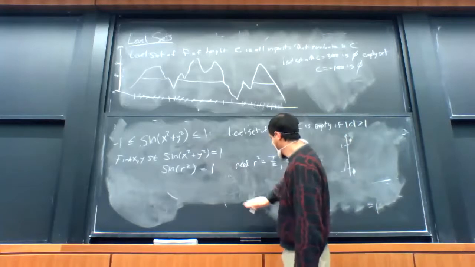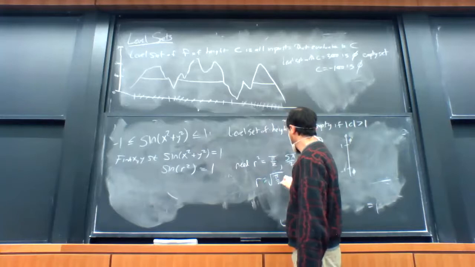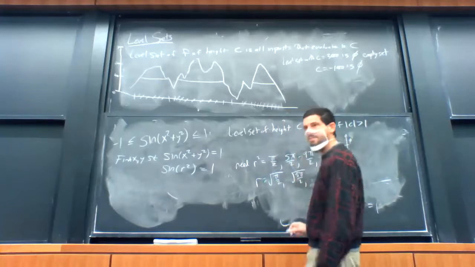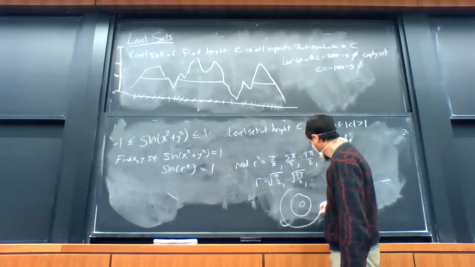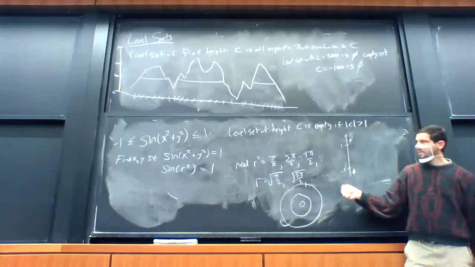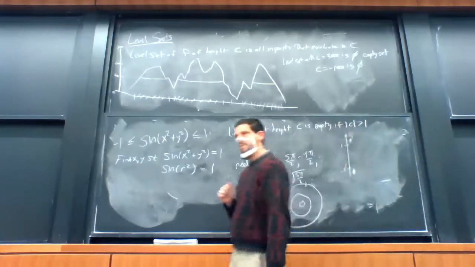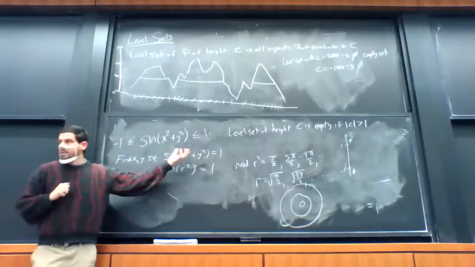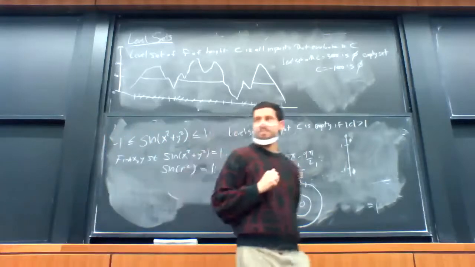So the level set we would have, r is the square root of pi over 2, the square root of 5 pi over 2, dot, dot, dot. It would be a bunch of circles. That would be the level set of size 1, the level set of height 1. I just look for all x and y such that my function evaluates to that choice of c.